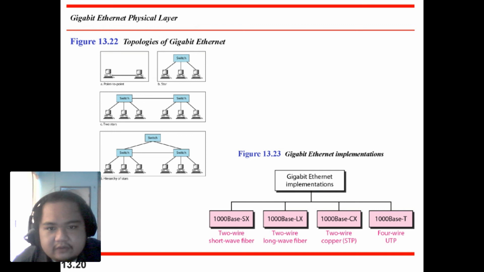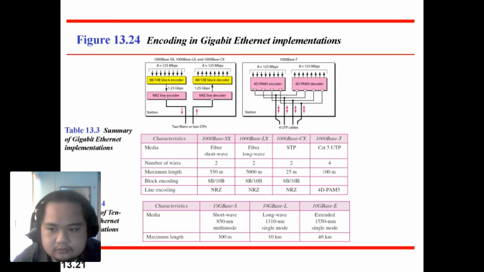This is the topology of Gigabit Ethernet. You can use point-to-point, star, two-star, and hierarchical star. Gigabit Ethernet implementations are 1000Base-SX, 1000Base-LX, 1000Base-CX, and 1000Base-T. They use two-wire short-wave fiber, two-wire long-wave fiber, two-wire copper STP, and four-wire UTP. You can see the pictures.